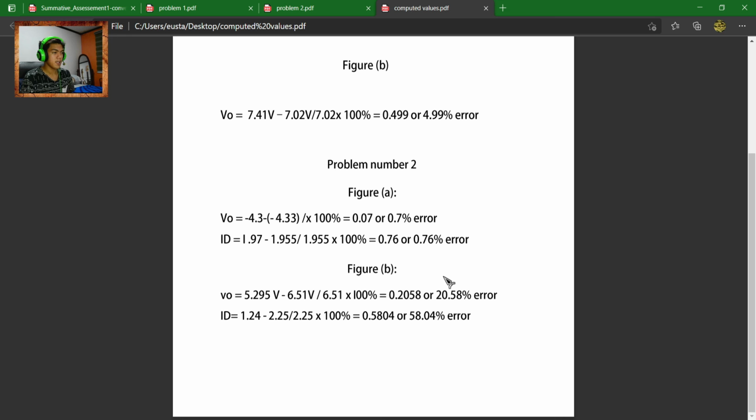In figure B, VO is equals to 5.295 volts minus 6.51 volts over 6.51 times 100%. This equals to 0.058, or 20.58% error. And the ID of figure B is 1.24 minus 2.25 over 2.25 times 100%, which is equals to 0.5804, or 58.04% error.